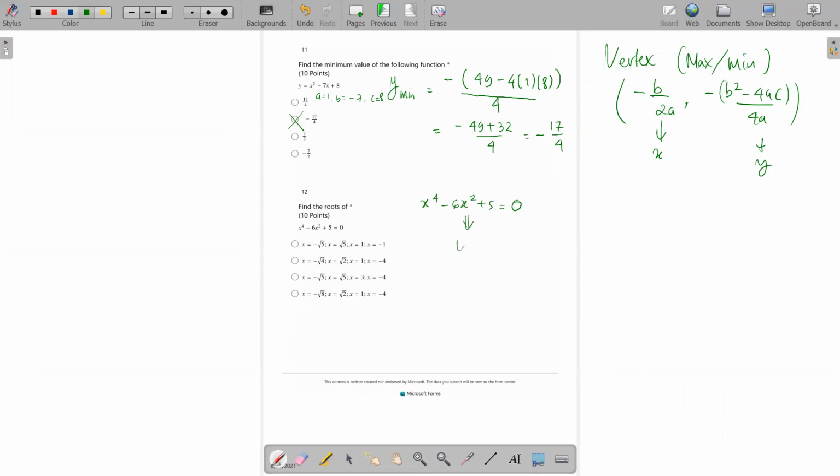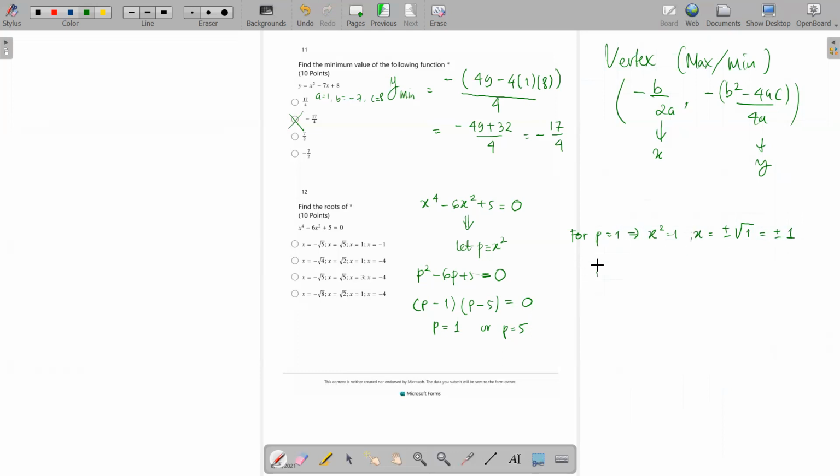Let's assume here that p equals x squared, and therefore we'll get p squared minus 6p plus 5 equals 0. So we find two numbers whose sum is negative 6 and product is 5. So those numbers are minus 1 and minus 5, right? Therefore we get p equals 1 or p equals 5. The question asks to find the roots of x, so we need to return to x. For p is 1, x squared equals 1, so x equals plus or minus the square root of 1, so it is plus or minus 1.